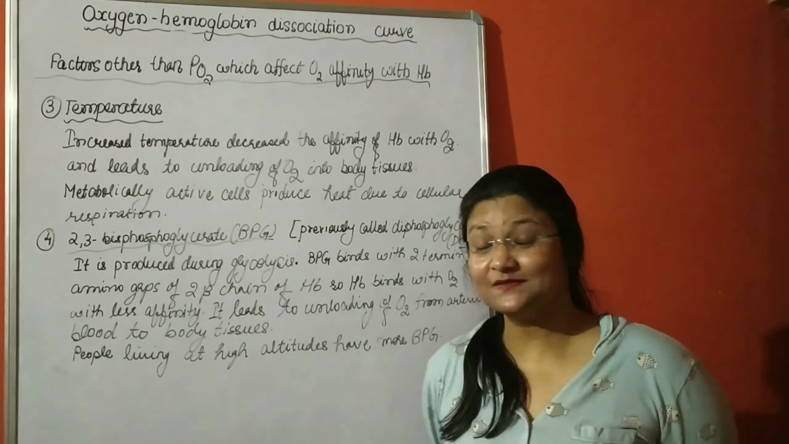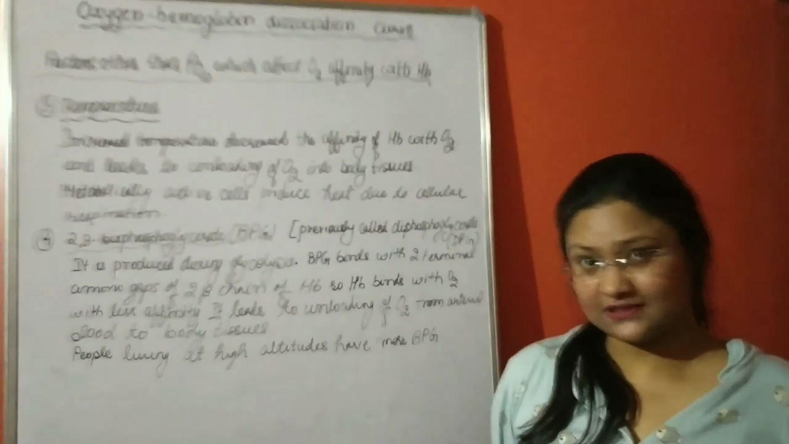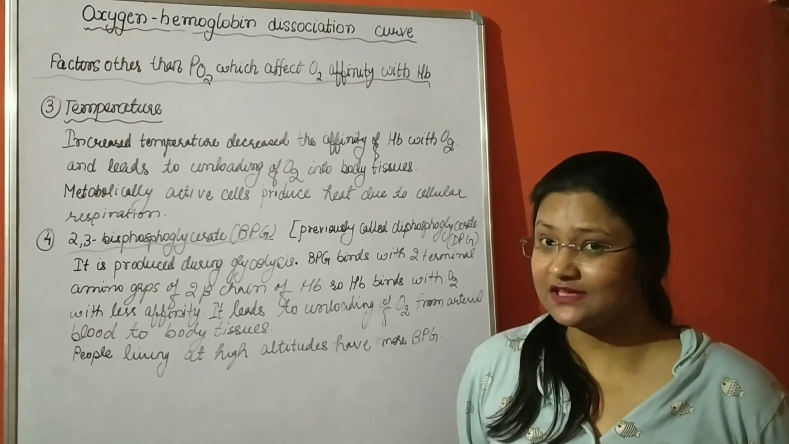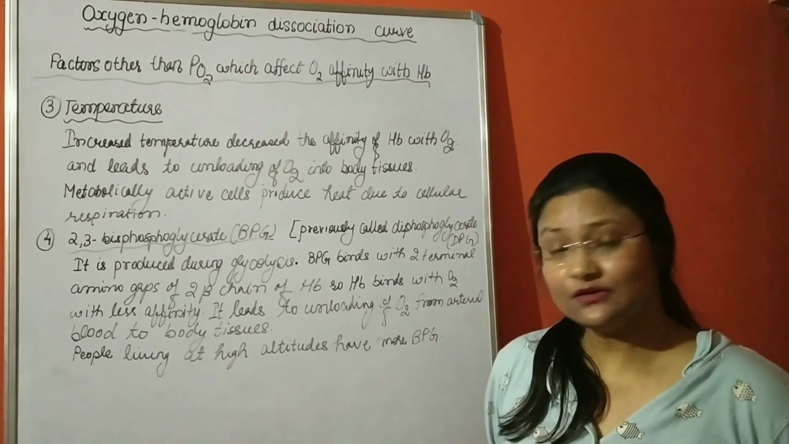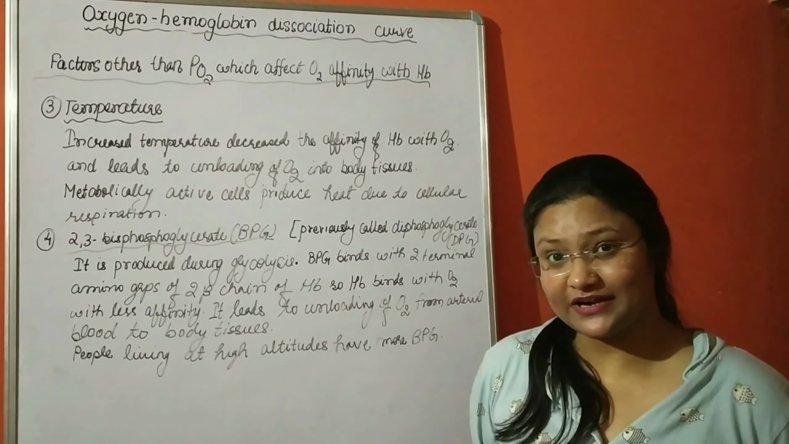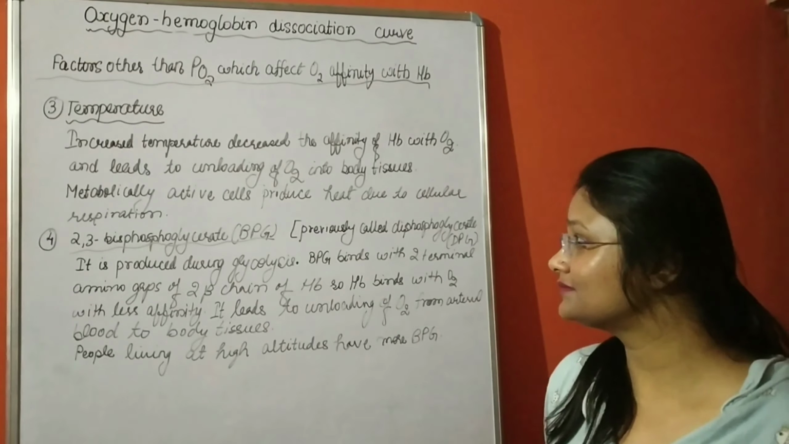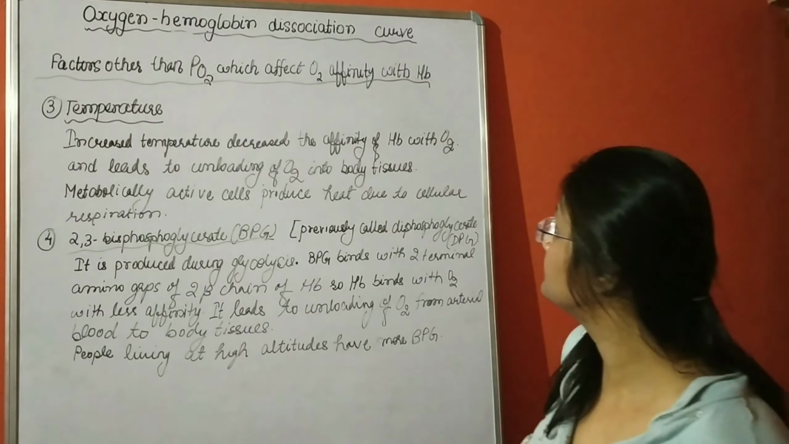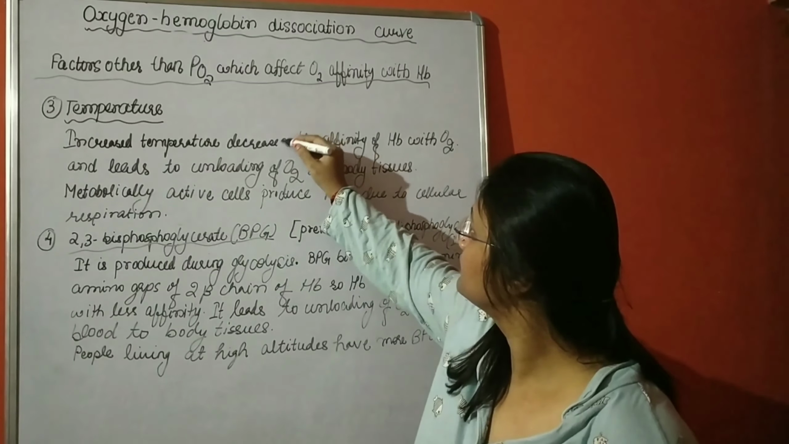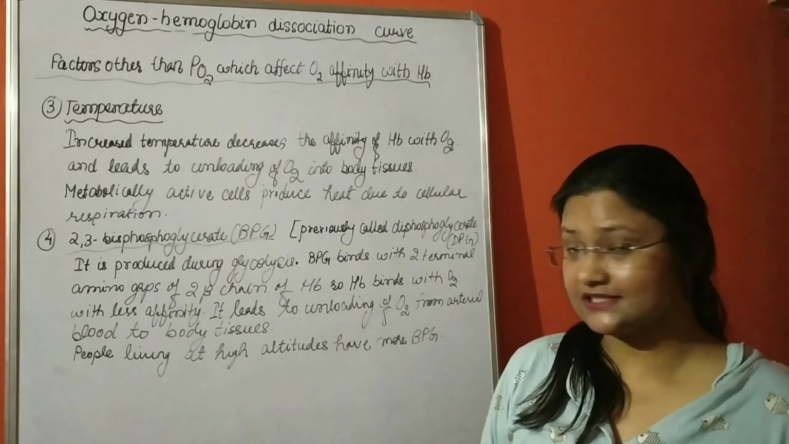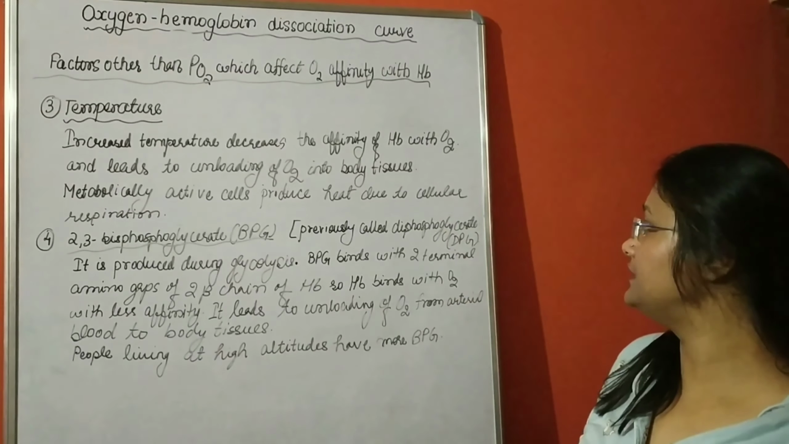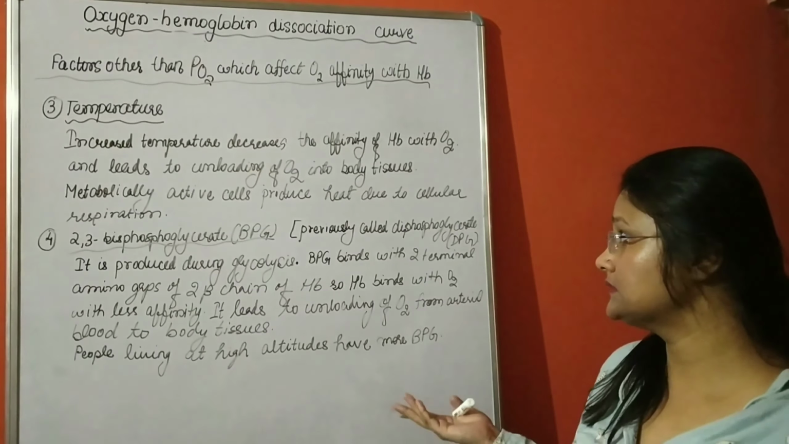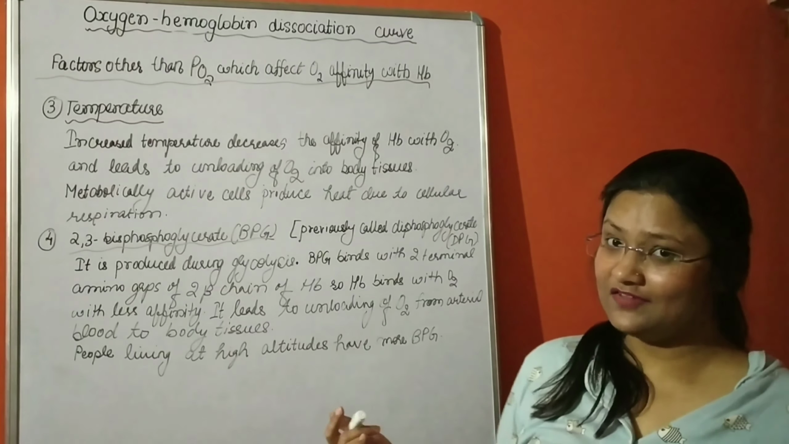So the third factor which affects binding of hemoglobin with oxygen is temperature. An increase in temperature will shift the oxyhemoglobin curve towards the right. We know that the oxyhemoglobin curve is of what shape? It is sigmoidal shape. So the increased temperature decreases the affinity of hemoglobin with oxygen and leads to unloading of O2 into the body tissues. So that is the same thing. As temperature increases, O2 unloading from hemoglobin will occur to the body tissues.